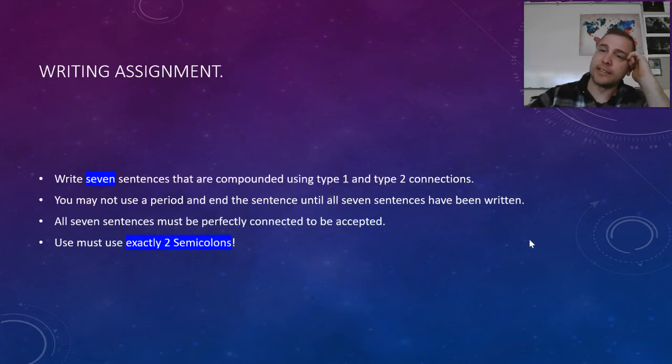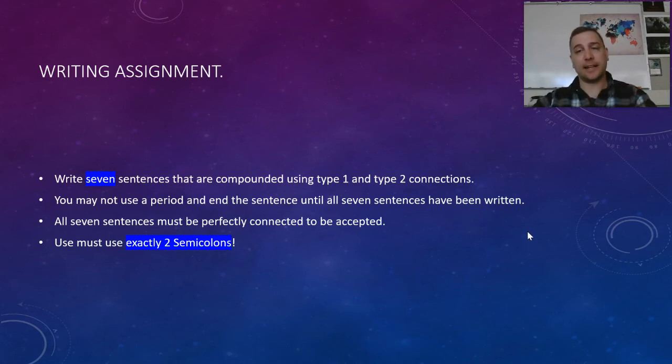Now, if you really want an assignment that will help you practice this, it's good to practice on IXL, but you have to remember the whole point of learning this is to practice your actual writing. And so an assignment that you could do to practice this is write 7 sentences that are compounded using type 1 and type 2 connections. You may not use a period until the very end after all 7 sentences or all 7 independent clauses have been written. All 7 sentences must be perfectly connected to be accepted and use exactly 2 semicolons.